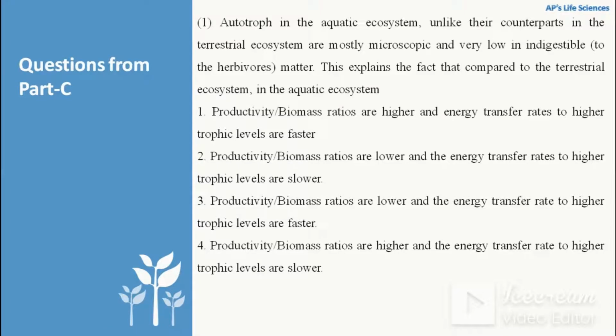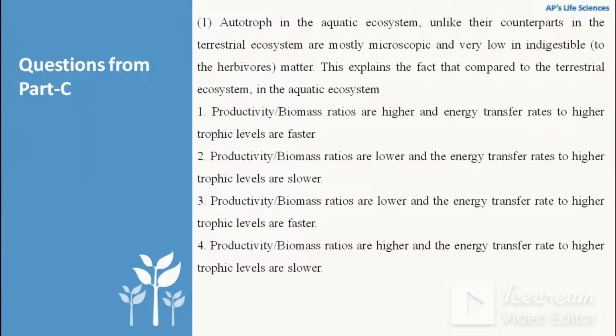Next, we will start our discussion with questions from part C. The first question is, autotrophs in the aquatic ecosystem, unlike their counterparts in the terrestrial ecosystem, are mostly microscopic and very low in indigestible matter. This explains the fact that compared to the terrestrial ecosystem, in the aquatic ecosystem, what happens? So it is a comparison between terrestrial and aquatic ecosystem.